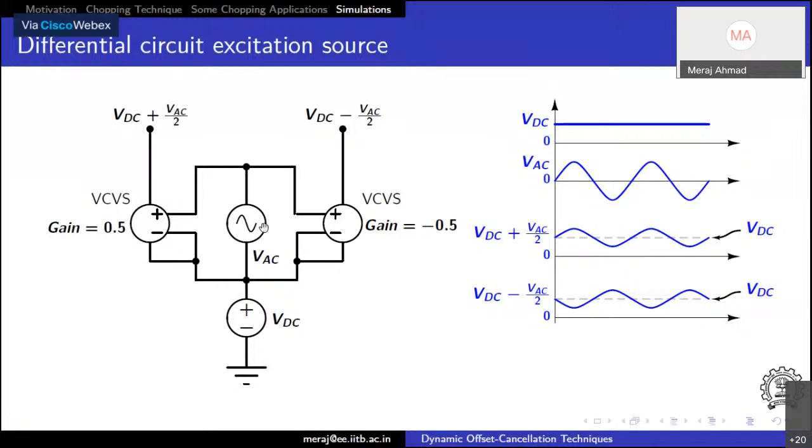We need a single source for calculating the input referred noise. So if this is VAC and we have a DC source like this, what output will we get? The differential input is VAC, and if this node is connected to VDC, we effectively get VDC plus VAC by 2, and here we have minus 0.5, so we get VDC minus VAC by 2. Effectively, in the time domain, we need a signal like this to simulate our chopper amplifier.